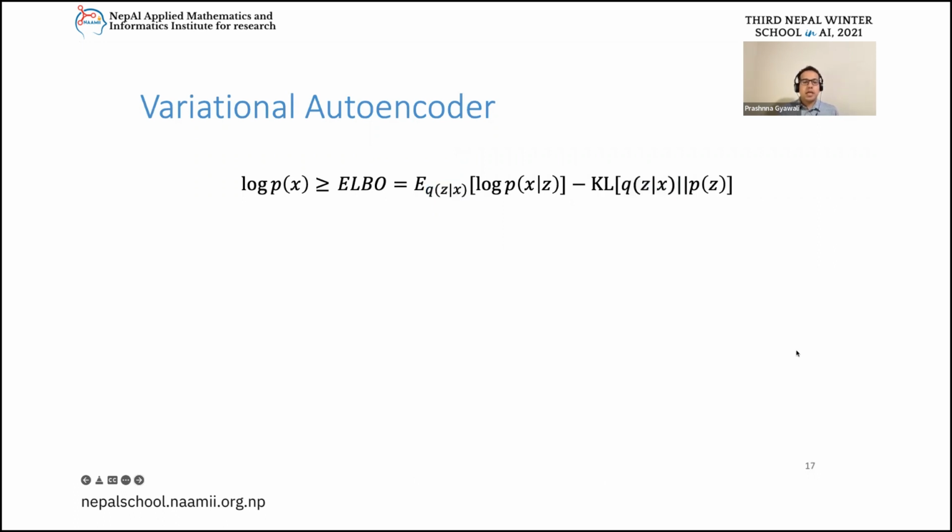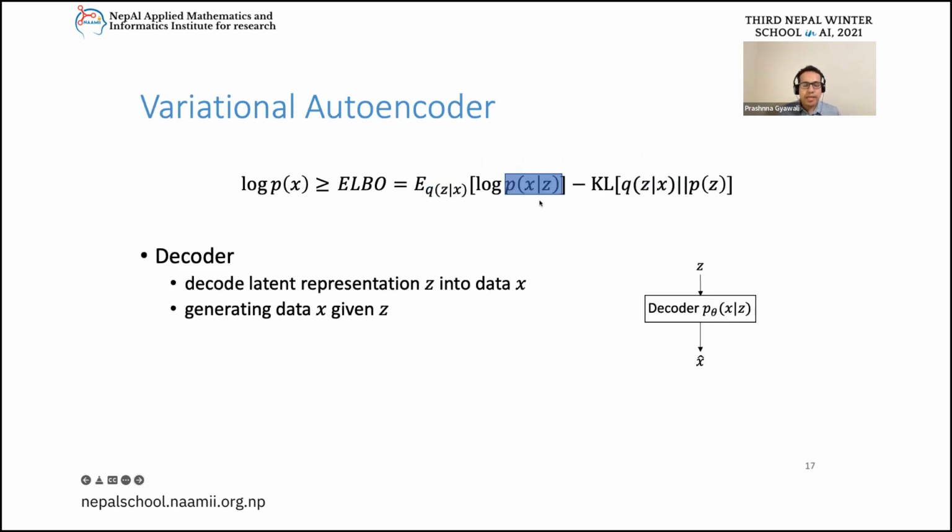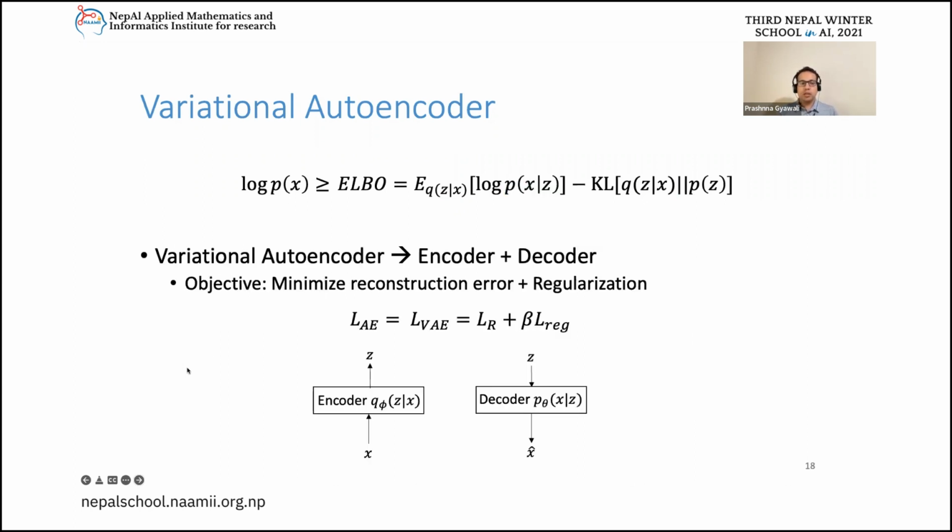And then there is another term that is p(x|z), which is a function to decode the latent representation Z into the data space X, or in other words, it generates our data X given Z. So in the holistic view, or in totality, variational autoencoder is the combination of encoder and the decoder. And here the objective is to minimize the reconstruction error and some regularization.